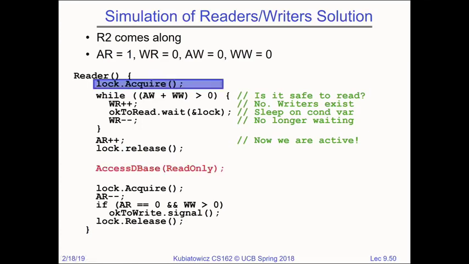Now, meanwhile, R2 comes along. By the way, reader 1 is busy reading the database. So reader 2 comes along, grabs the lock, and notice that now we have 1 active reader up here. Are there any active writers or waiting writers? No. So we increment the number of active readers to 2, release the lock, and now we've got 2 readers busy reading the database.